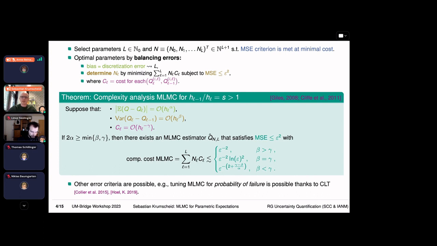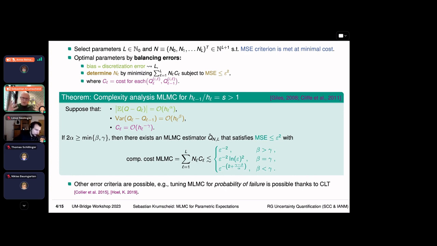So best case, if the variance decays sufficiently quickly compared to the cost increase, you can get a computational cost of up to epsilon to the -2, if epsilon squared is our mean squared error goal, and some other cases. But the important observation is you are always better than Monte Carlo. Of course you can do the same analysis for other criteria, but that's not what we are after today.